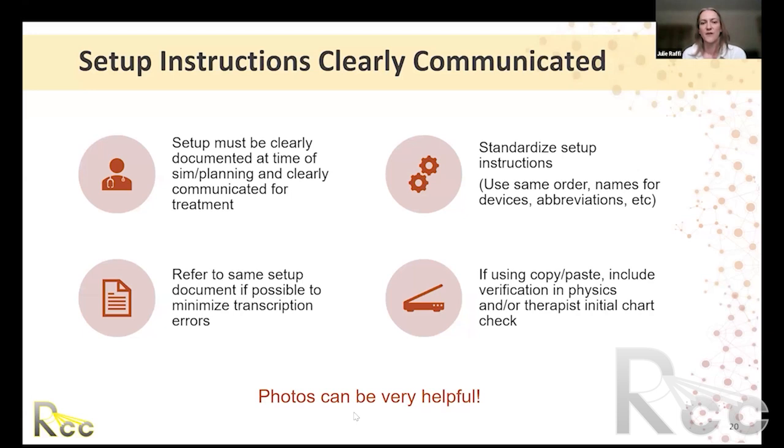And again, photos can be very helpful. As we say, photos are worth 1,000 words. Seeing the actual patient setup in a photo can be very helpful for the therapist to verify that the positioning is the same as it was for simulation during treatment.